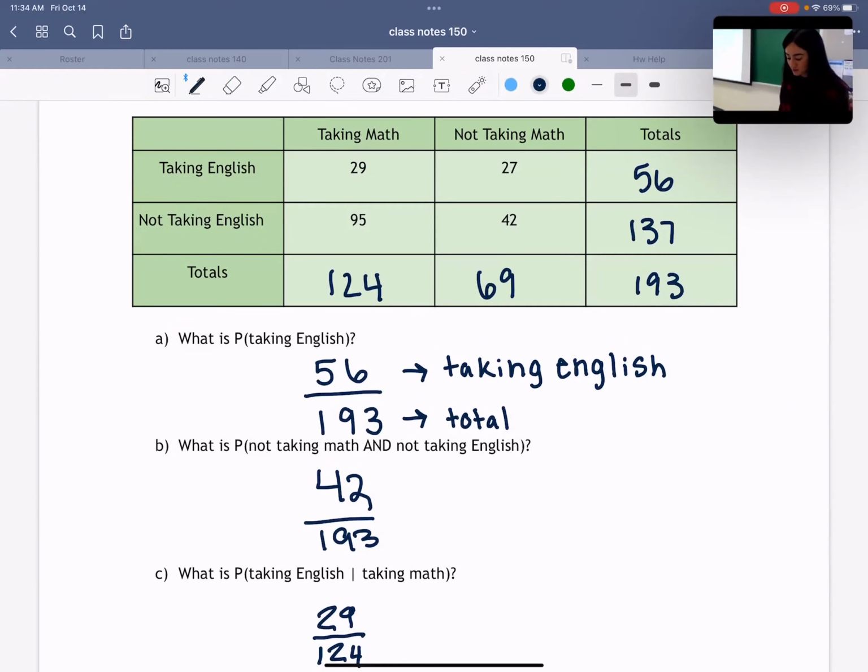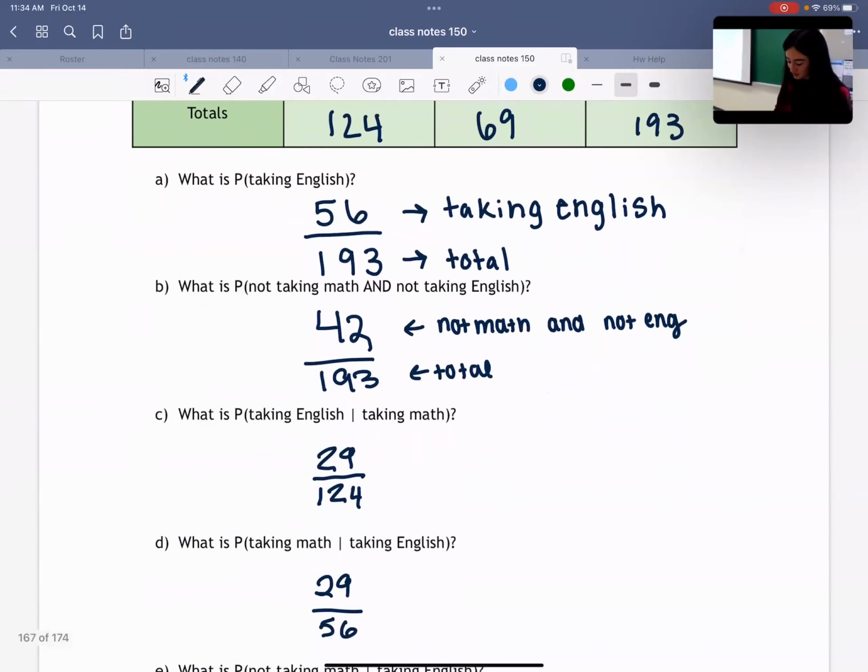Sounds good. Part B was the probability of not taking math and not taking English. Who wrote up this one? Was that Megan? Do you want to explain how you got this one? Yeah, I looked at the chart of who was not taking math and not taking English, and it went to 42. And I just put that over the total one. Perfect. So up top, not math and not English. Bottom is the total. Any question on part B?